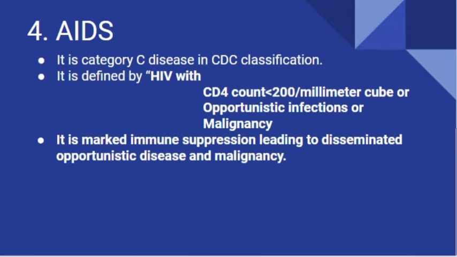The last stage is AIDS, Acquired Immunodeficiency Syndrome. It is category C disease in CDC classification. It is defined by HIV with any of the following 3 criteria. It could be either CD4 count less than 200 cells per cubic millimeter, or opportunistic infections, or malignancy. So HIV with any one of these 3 conditions fulfills the criteria of AIDS. It is marked immune suppression, leading to disseminated opportunistic disease and malignancy.